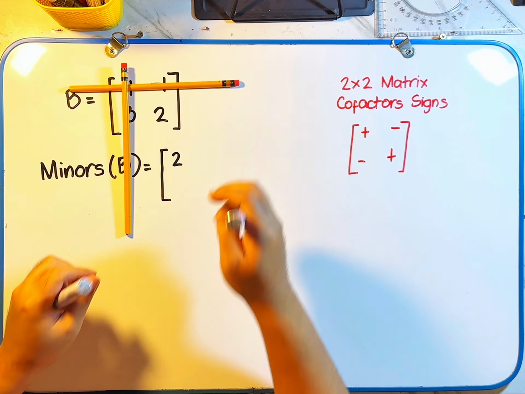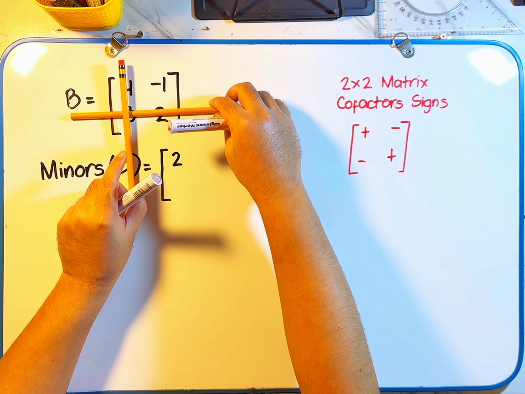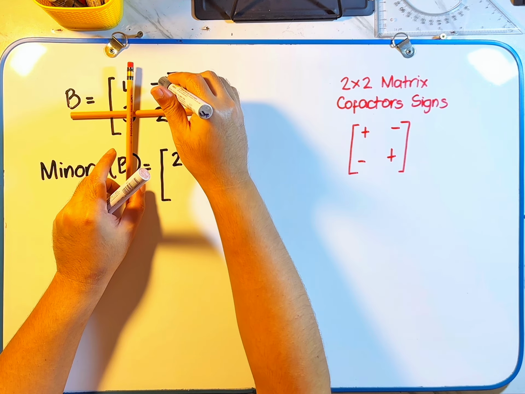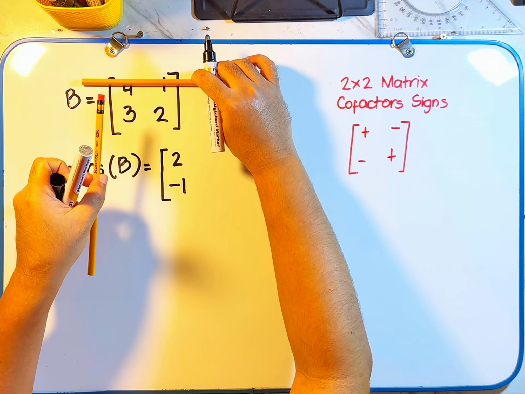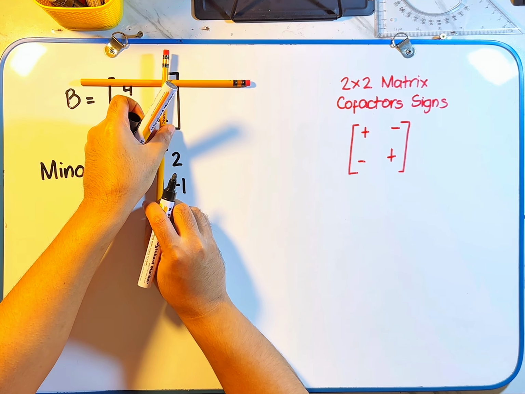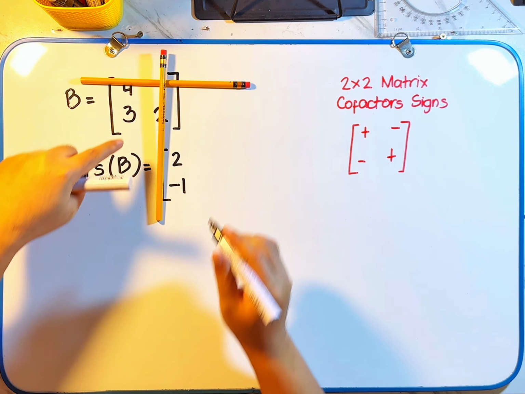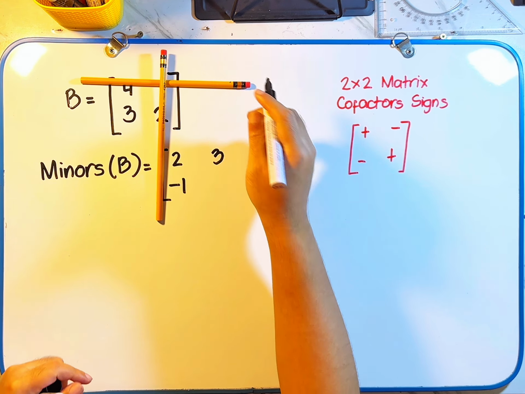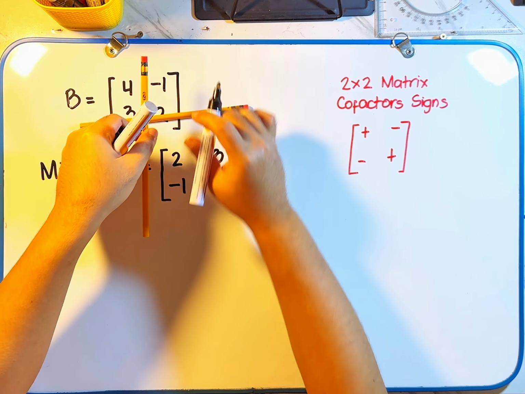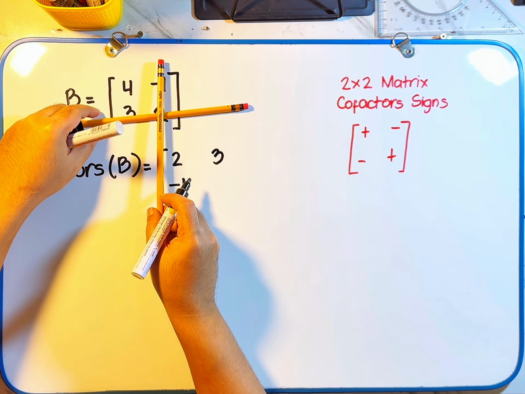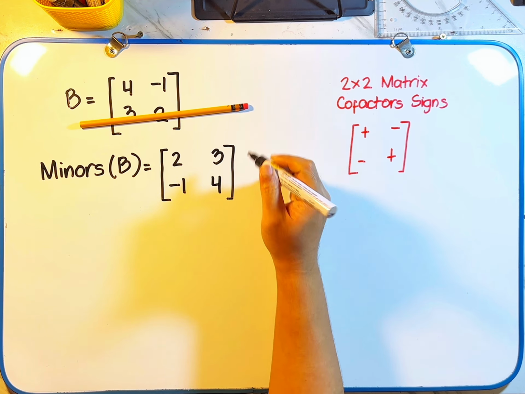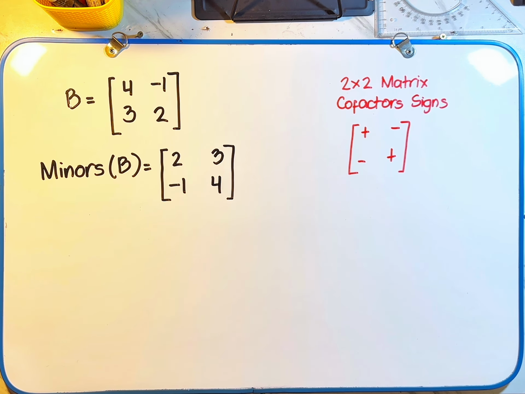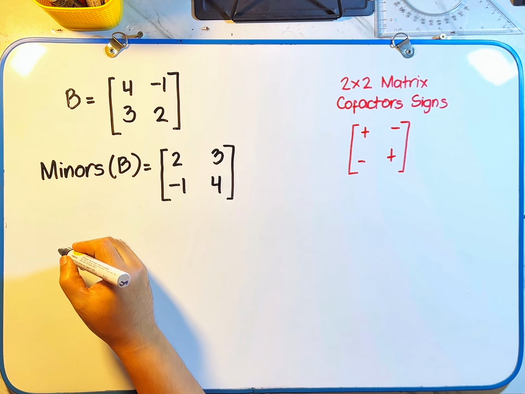And then for the element in the second row, first column, like that, we're left with negative 1. Next, first row, second column, we have 3. And lastly, for the second row, second column, we're left with 4. And that's your minors. All right. Now, let's go to cofactors.